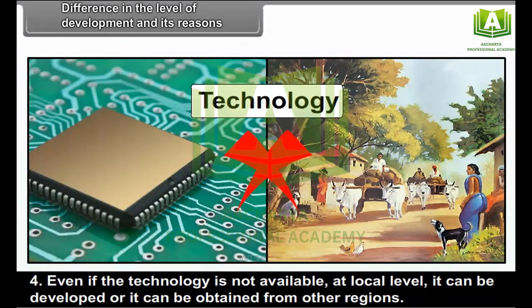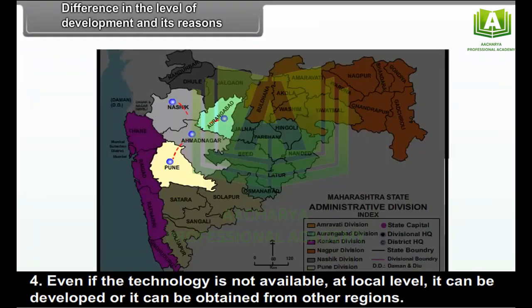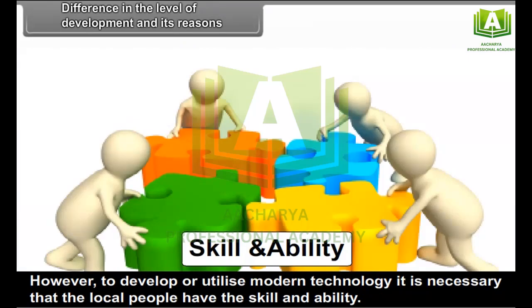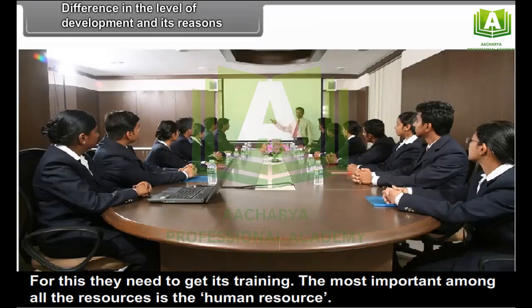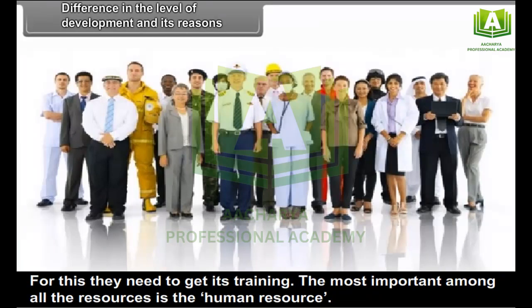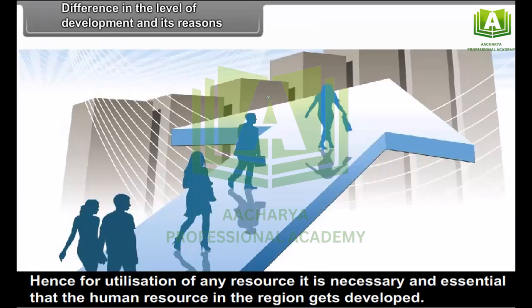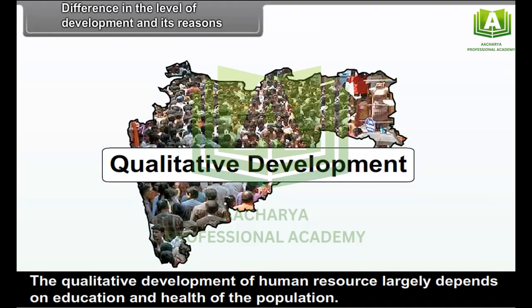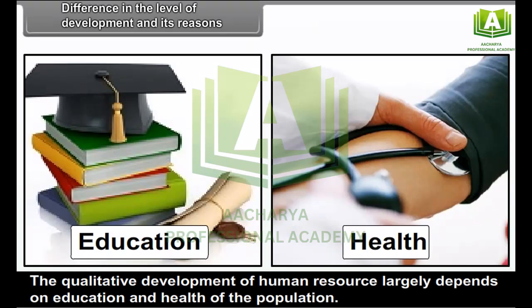Even if the technology is not available, at local level it can be developed or it can be obtained from other regions. However, to develop or utilize modern technology, it is necessary that the local people have the skill and ability. For this, they need to get its training. The most important among all the resources is the human resource. Hence, for utilization of any resource, it is necessary and essential that the human resource in the region gets developed. The qualitative development of human resource largely depends on education and health of the population.